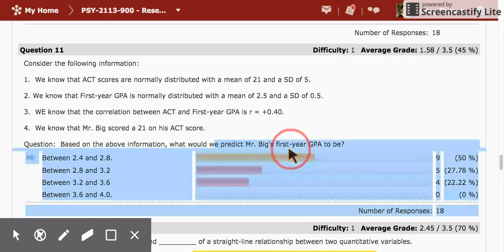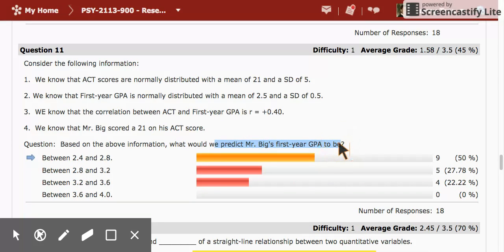So what would we predict Mr. Big's first year GPA to be? So GPA is your prediction variable, and that is therefore your y. If you ask the opposite question and give a different score here, your GPA, then your ACT would be your y.